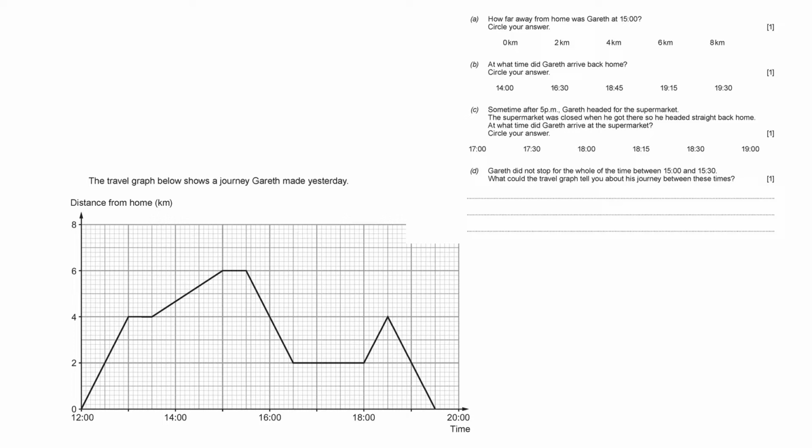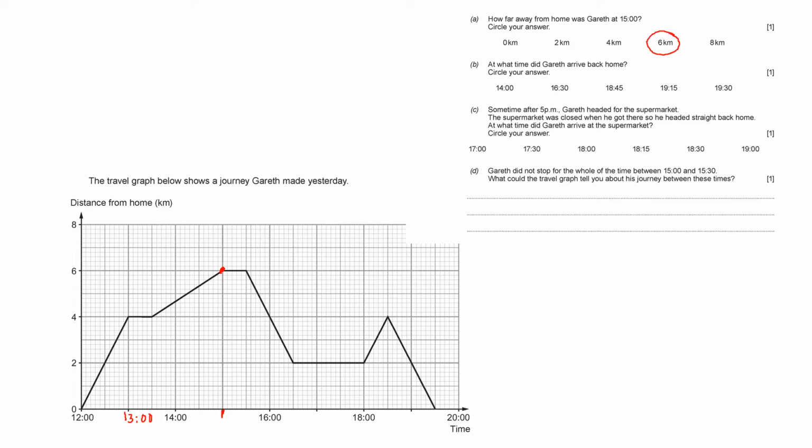Okay, so first of all, the scale on the bottom, that's 12 o'clock, that's 2 o'clock. So in the middle there, I could write it on, that would be 1 o'clock. So each bigger square is half an hour, 1 o'clock, half an hour, 2 o'clock, and so on. So how far away was he at 3 o'clock? Well, 3 o'clock is there. So here, we're looking here, and he was 6 kilometers from home.